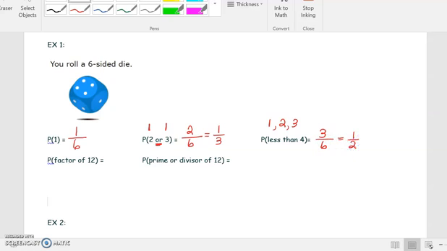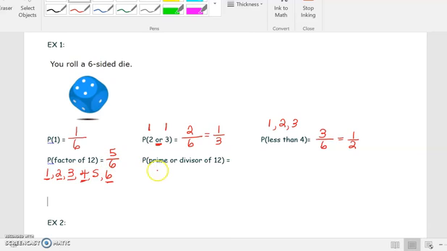For the next one, the probability of rolling a factor of 12. So when we roll a die, our choices are a 1, 2, 3, 4, 5, or 6. So we want to know which ones of those are actually factors of 12. So 1 is a factor of 12, 2, 3, 4, and 6. All those numbers will divide into 12, so those are factors of 12. So we have 5 possible outcomes over a total of 6. So that probability would be 5/6.